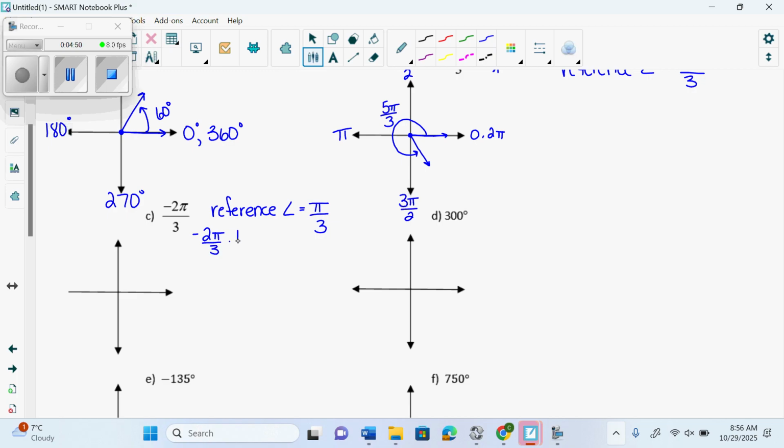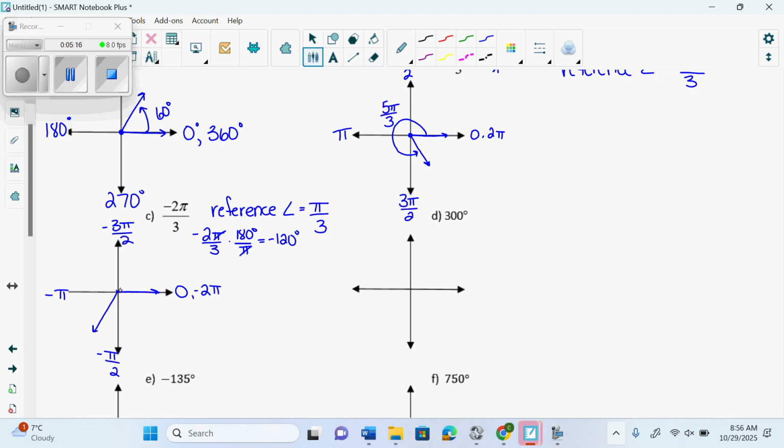Negative 2 pi over 3 times 180 degrees over pi, and we got negative 120 degrees. We agree? Can't do this in degrees though, still, even if I like that. So I'd have 0, negative pi over 2 is 90, negative pi is 180, negative 3 pi over 2, negative 2 pi. And I need 120, which is 60 away from 180.